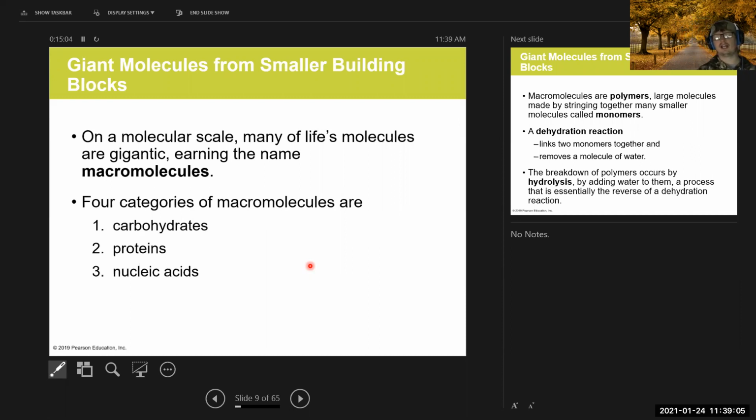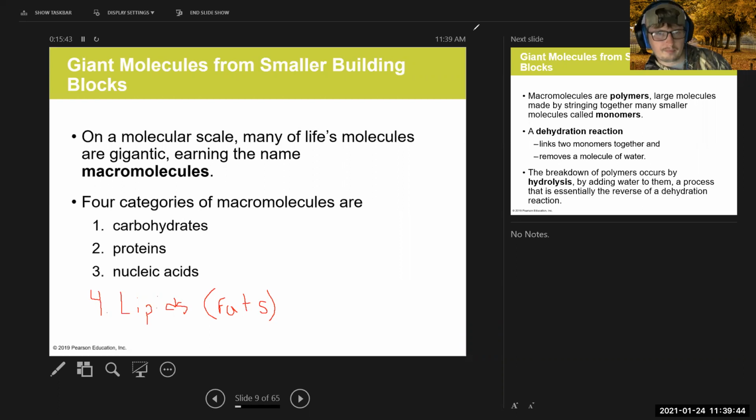The first is carbohydrates, the second are proteins, the third are nucleic acids, and then I'm missing one on this slide here, and we can just write that in for you. Let me get my annotation. So number 4 would be lipids, or what you could also know as fats. Okay, so that's the 4th category of macromolecules. And again, we're going to provide you with a video going into detail on each of these different types of macromolecules.